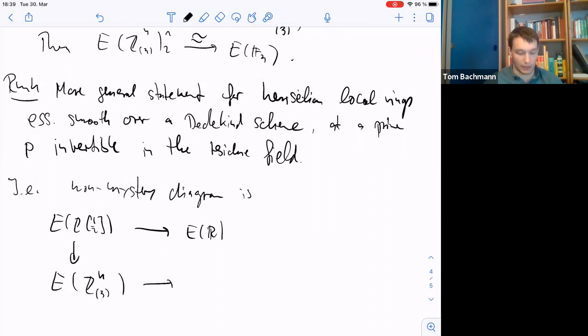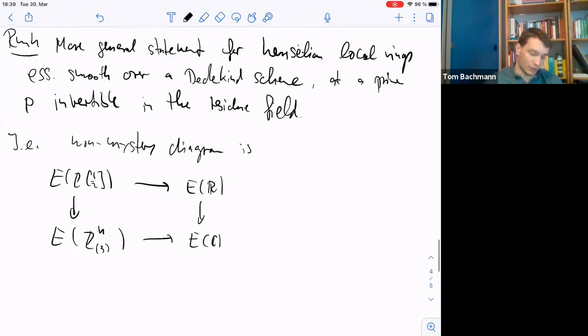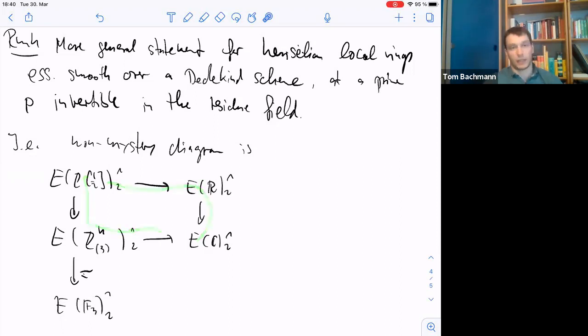So now there's an obvious map to E of C, like this. And then you further pull back to E of F3. And then you don't forget to complete everything. And then this map here is an equivalence. And so it's enough to prove that this thing here is bi-Cartesian. So that looks maybe more reasonable. And this also shows that it's completely natural in E. This diagram is extremely canonical.